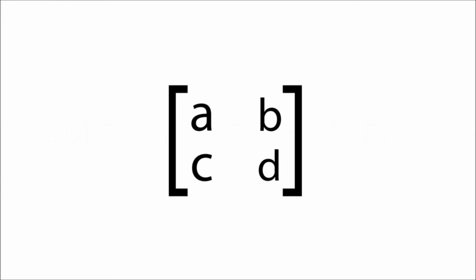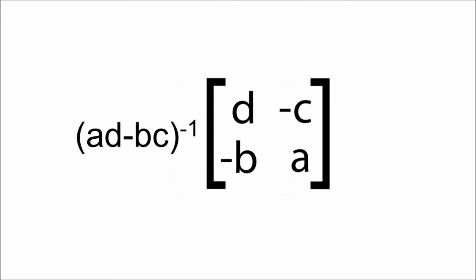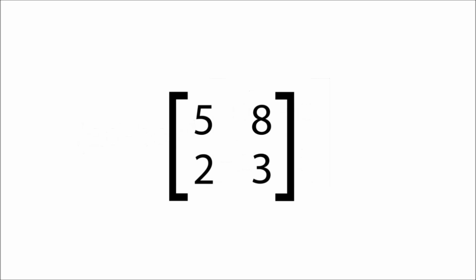To inverse our key, which is a 2x2 matrix, where the numbers have been represented by letters A, B, C, and D, we will have to swap the positions of A and D and put negatives in front of C and B, and then divide everything by the determinant, which is AD minus BC. To show a real example of this, we will now replace A with 5, B with 8, C with 2, and D with 3, which is our key.